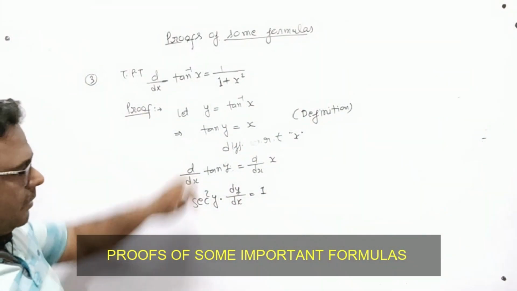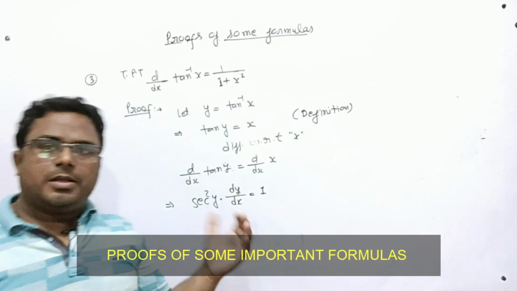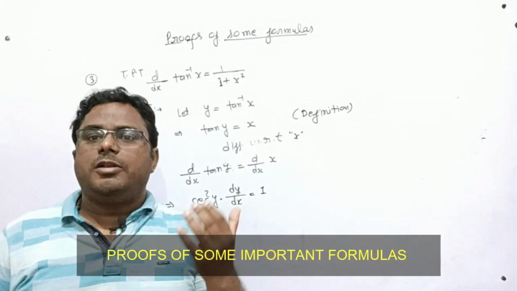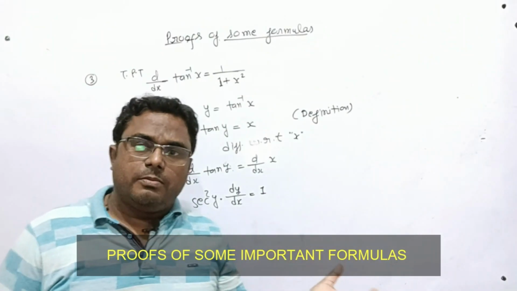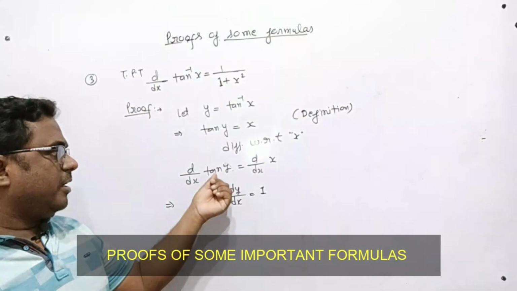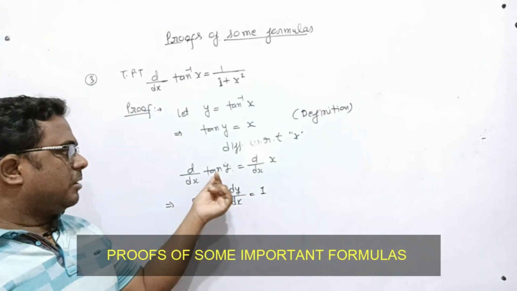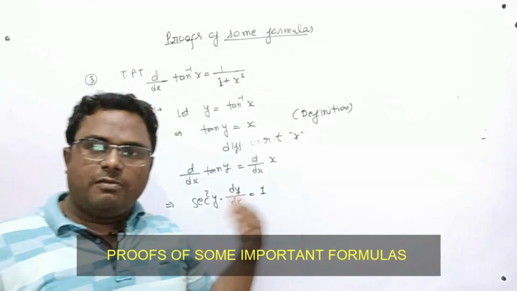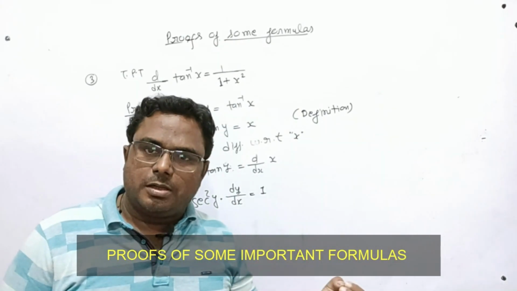If you are not clear on what happened here, then I will make it clear in an upcoming topic. After some time I will teach you the topic of chain rule. In that chain rule you will have a better understanding of what happened here. So don't worry, you just remember that the differential of tan y with respect to x is sec square y times dy upon dx. I will explain this after the topic of chain rule.